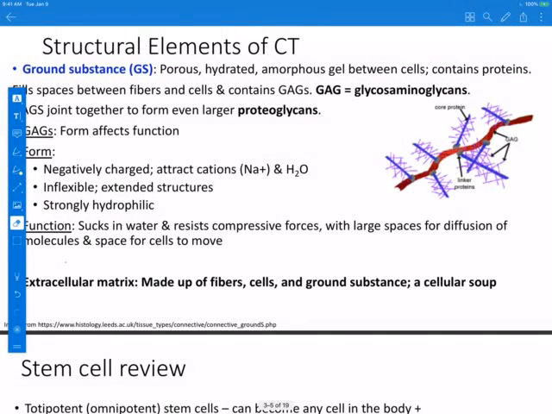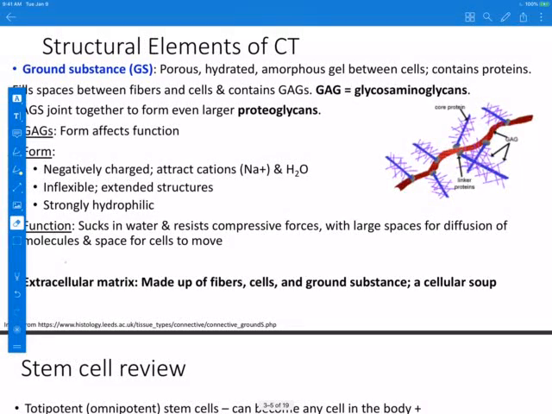The qualities it has as a result of the function are that it is really good at resisting compressive forces. So anything compressing it, it's going to be particularly strong at resisting that. It has large spaces between the fibers and the cells, well, at least between the cells, and so molecules can diffuse throughout that ground substance space.